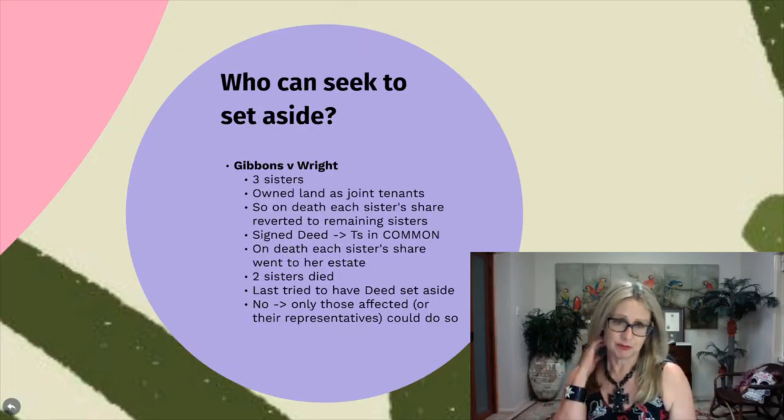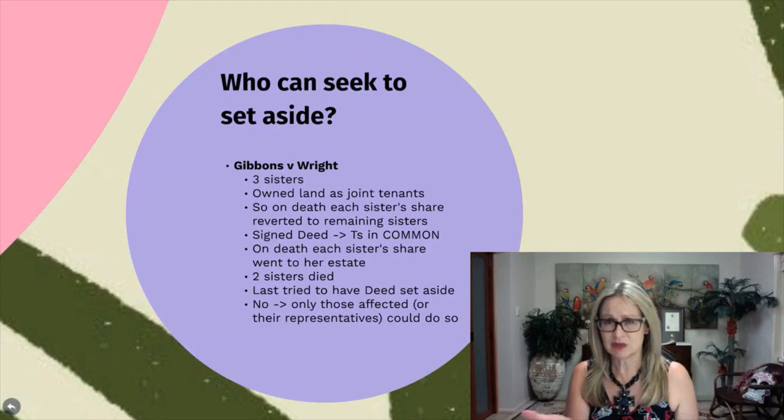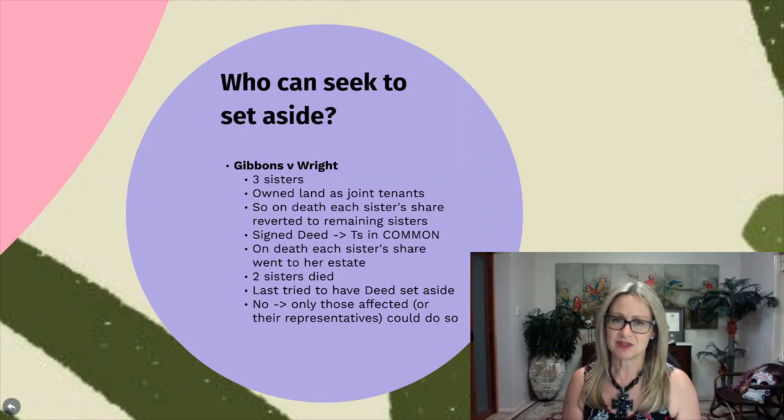On the death of two of the sisters, obviously their shares went to their respective heirs, and the last remaining sister was a bit annoyed about all of this, and so she tried to have the deed changing the ownership from joint tenants to tenants in common set aside.